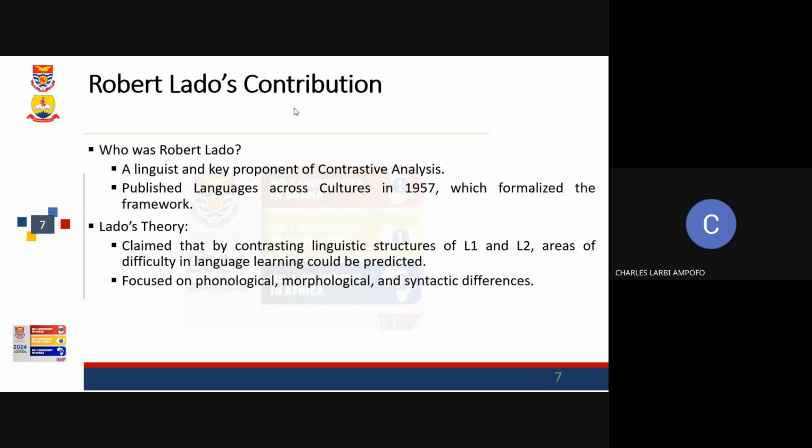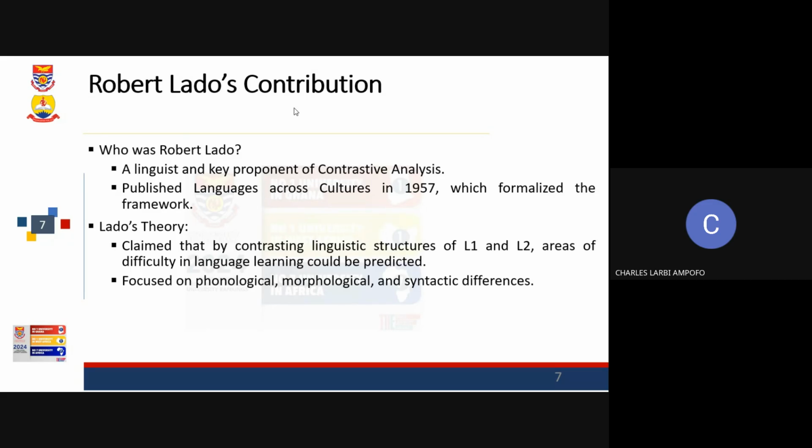So of course, Lado is not even a Ghanaian, so we can't say he's an Ewe, right? Robert Lado was actually Spanish, from Spain, who was born in America and moved to Spain, and he stayed there till he was in his teen years. Then he moved back with his parents to America, where he stayed.